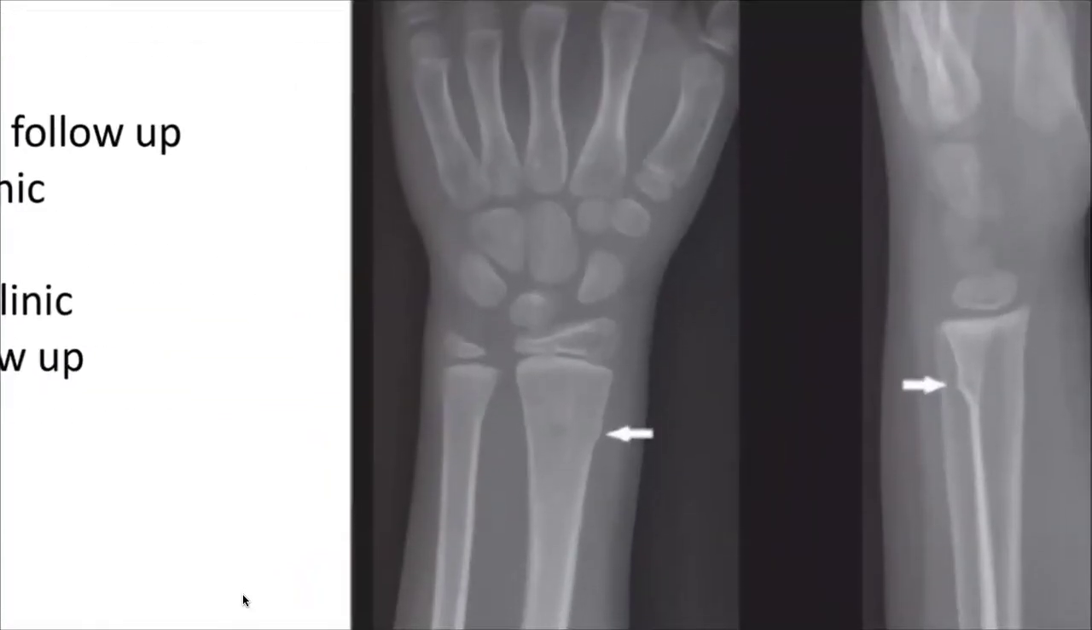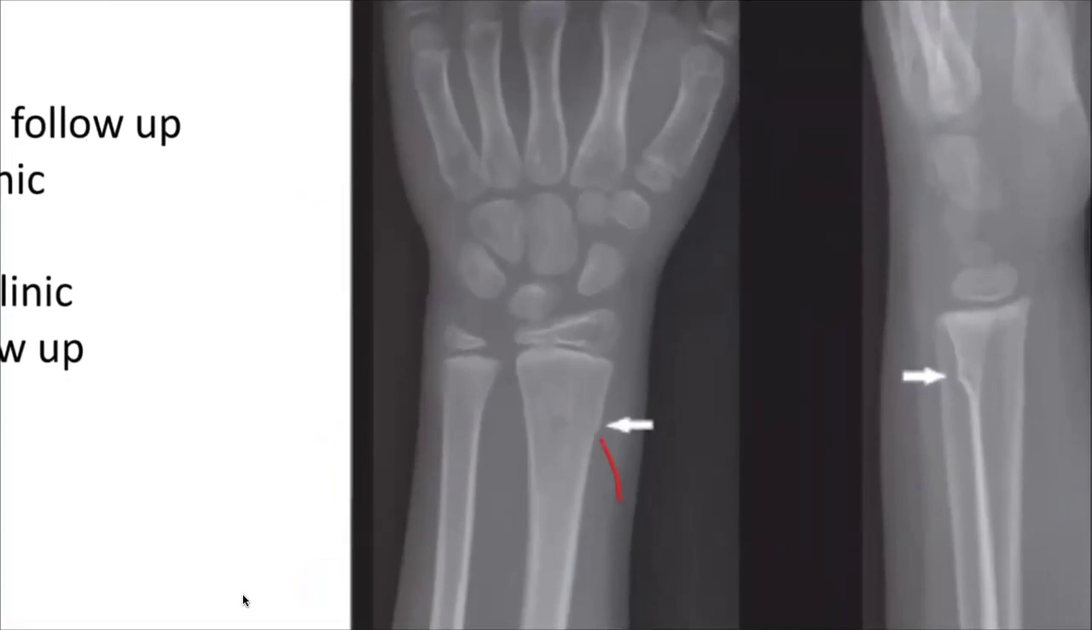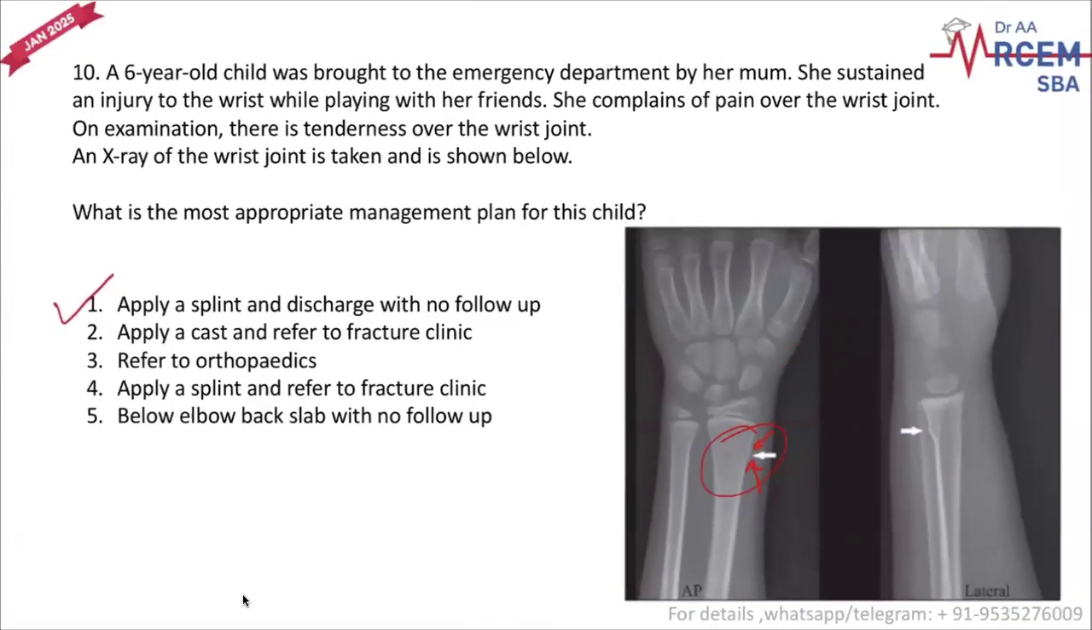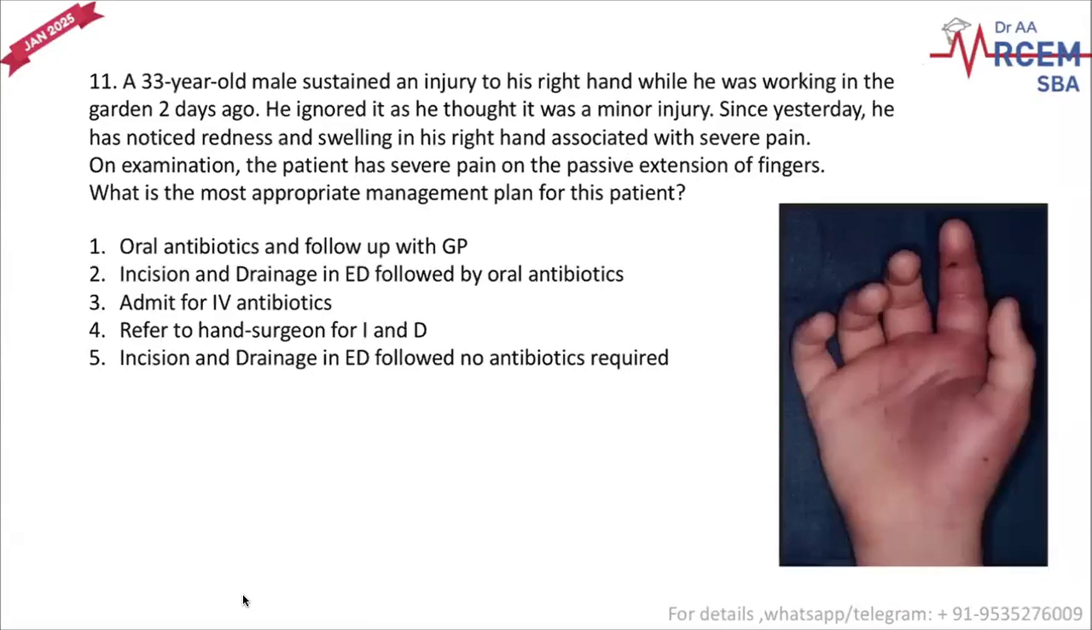Usually, an arrow mark will not be present like this in the exam. So what you're seeing here is a buckle fracture. Why do I call it a buckle fracture? Because there is only elevation of the cortex. There is no breach in the cortex. In this fracture, the management is you just place a splint and no follow-up is required. So the right answer is the first one.